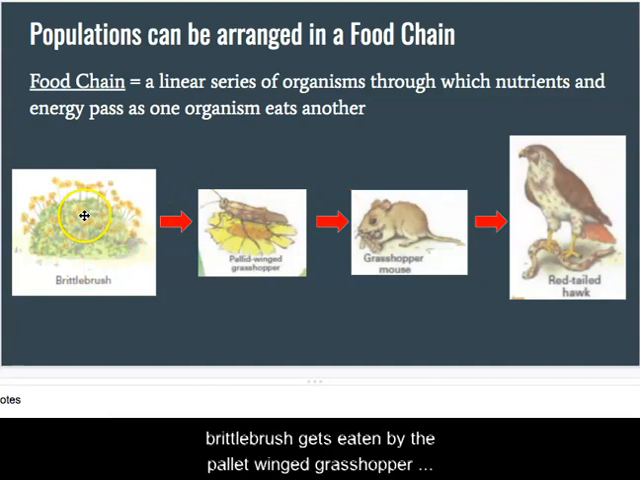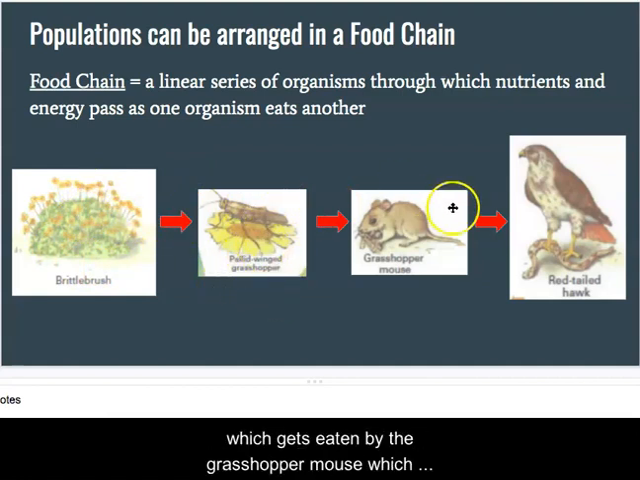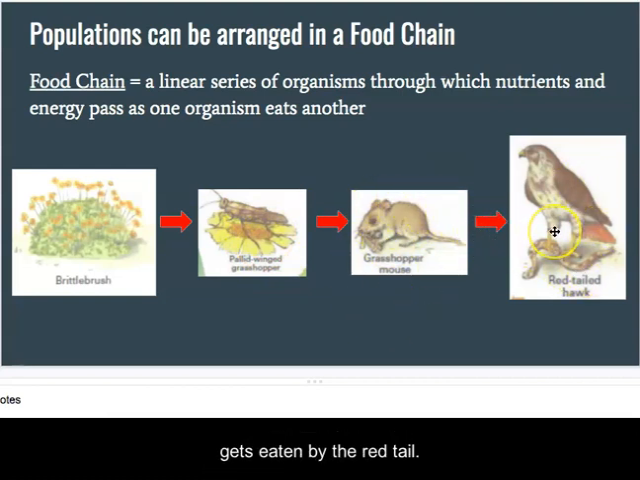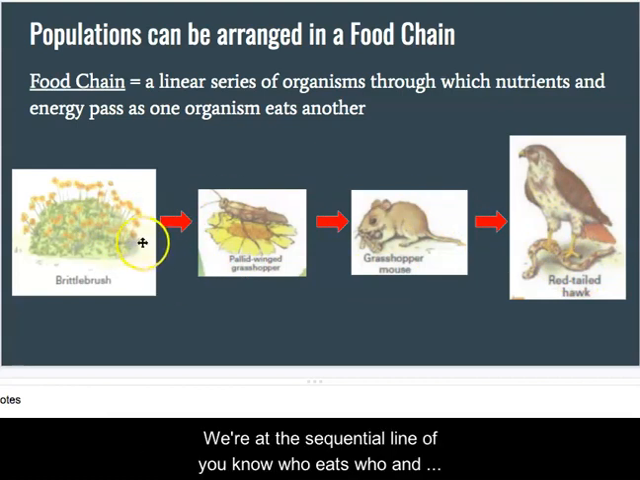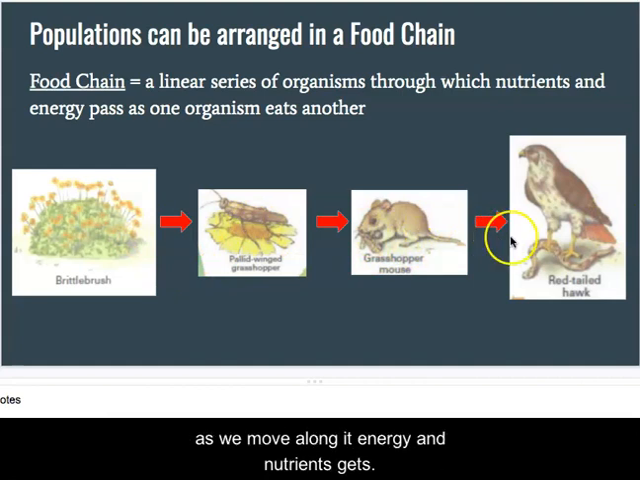So the brittlebrush gets eaten by the pallid-winged grasshopper, which gets eaten by the grasshopper mouse, which gets eaten by the red-tailed hawk. So this would be an example of a food chain where it's a sequential line of who eats who, and as you move along it, energy and nutrients get transferred.